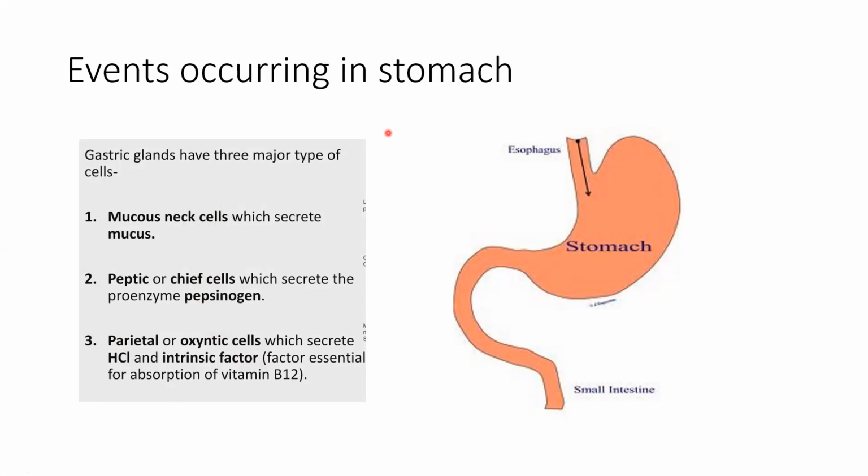The stomach is full of gastric glands which secrete different kinds of hormones and liquids, right? So you have your mucous neck cells which help in secreting mucus. As you can see, the lining of the stomach is mostly filled with mucus, and I will tell you why. There is another set of cells known as peptic or chief cells, which secrete the proenzyme pepsinogen, which when cleaved results in the formation of pepsin.